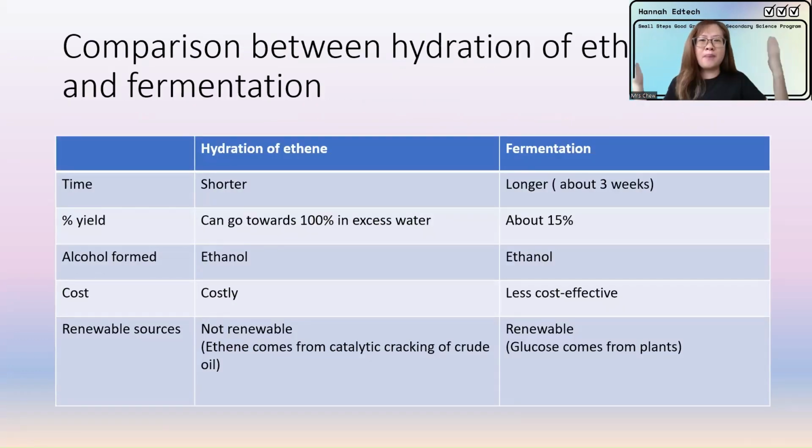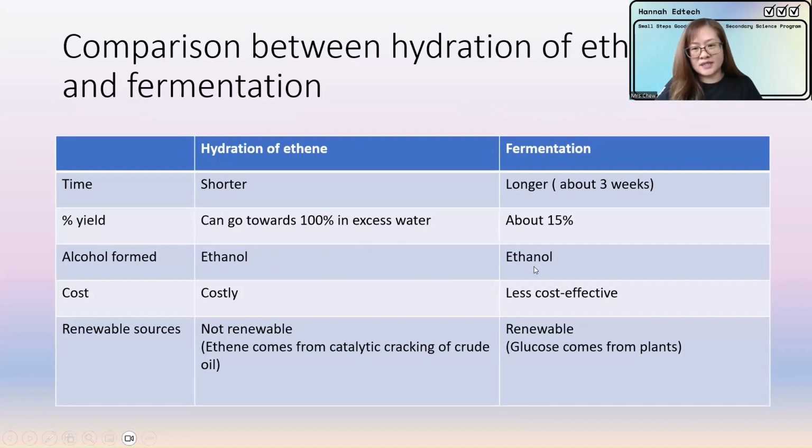Lastly, we have the comparison table between the hydration of ethene and fermentation. For the time, hydration of ethene is definitely shorter, fermentation will be much longer. It takes about 3 weeks. The percentage yield for hydration of ethene, it can actually go towards 100% if you add excess water. However, for fermentation, it's only about 15%.